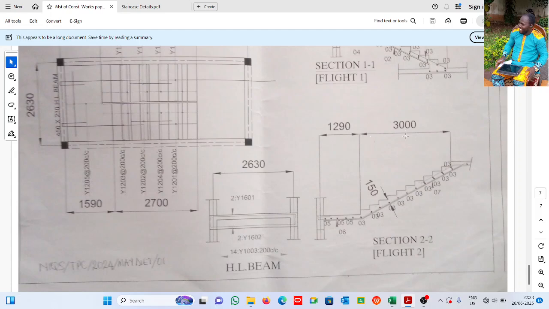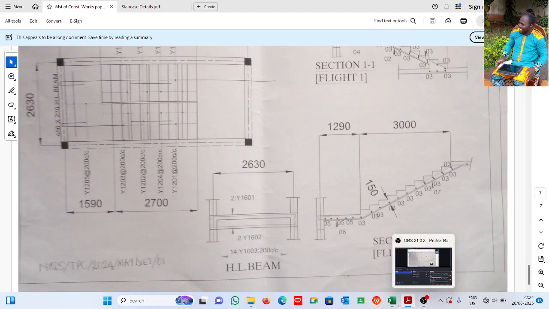You can do it on any staircase. Count the number of treads. 1, 2, 3, 4, 5, 6, 7, 8, 9, 10. We have 10 of them. That means this tread is 300. Though we're not given, but it is 300 because this is 3000. Right? 3000 divided by 10 is 300. So if you're not given the tread on any staircase, just count the number of treads. Right? Count the number of treads. You already know what it is.